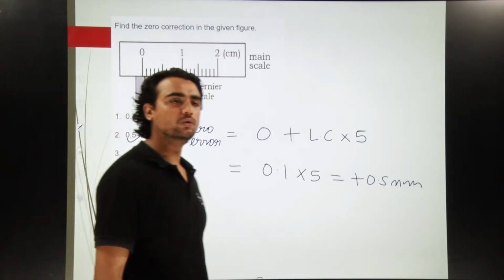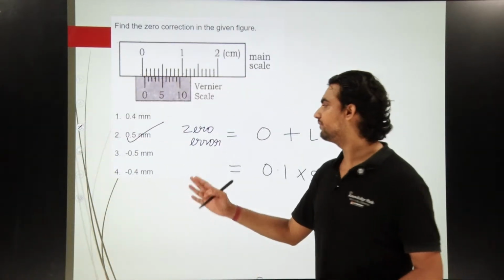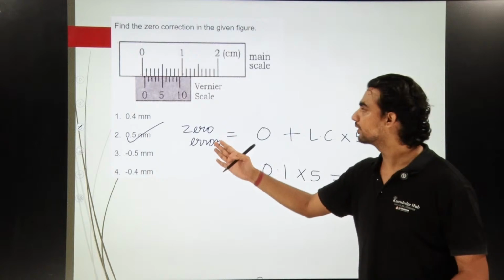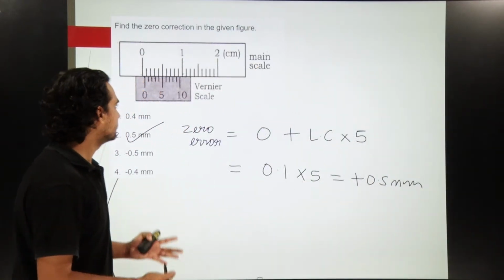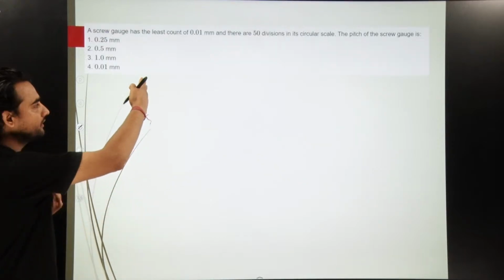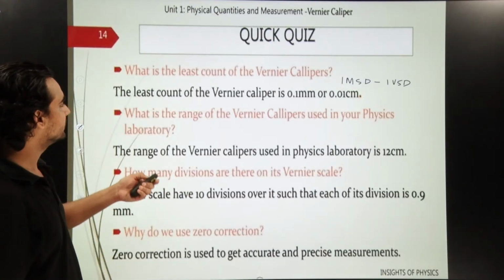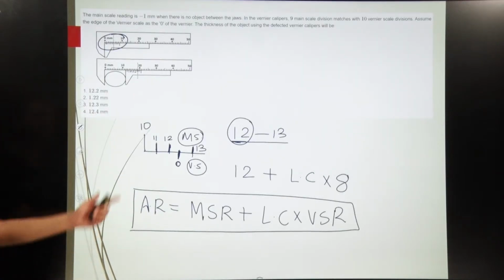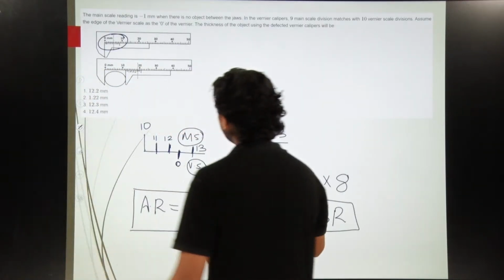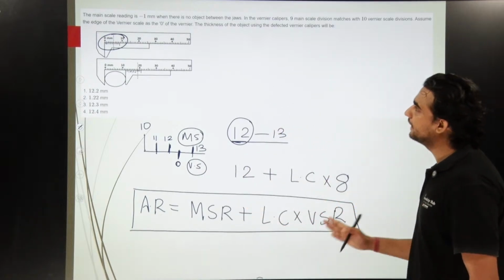So I hope it is now clear to you how you can find the zero error. Least count is similar to how you find the reading when there is nothing to measure. If there is nothing to measure, what is the reading? That is basically the least count. Okay, and this question is there. So we have done the main part, right? We have done the main part.